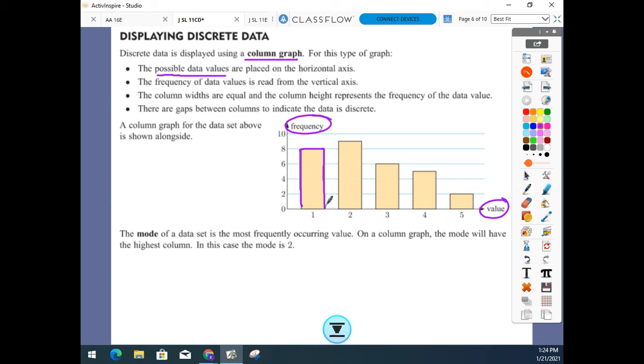and what's really important with discrete data, there's space in between each one. So be very careful. See, there's gaps between to indicate that the data is discrete. And the mode is the most frequently occurring value. So it's going to have the highest column. So just get everything you need out of this one.